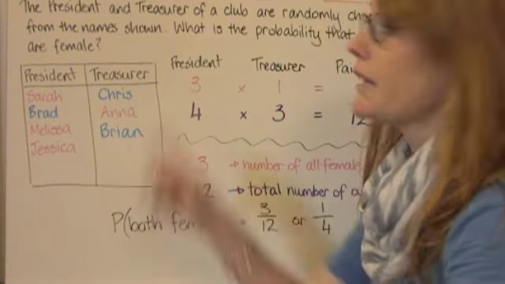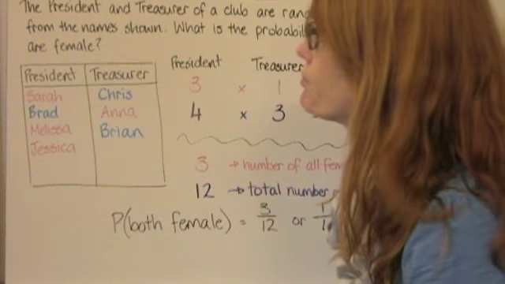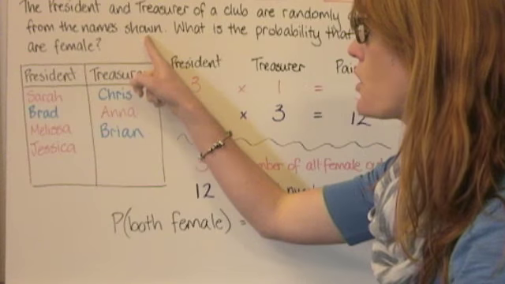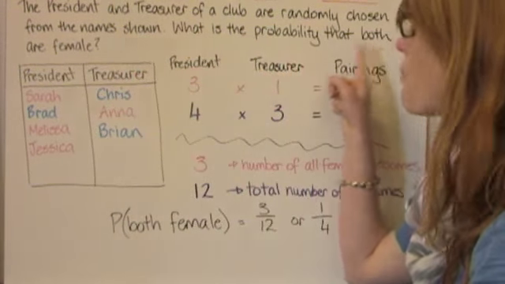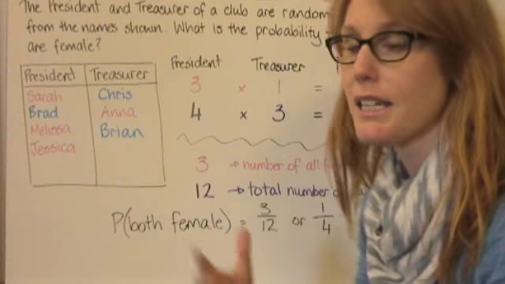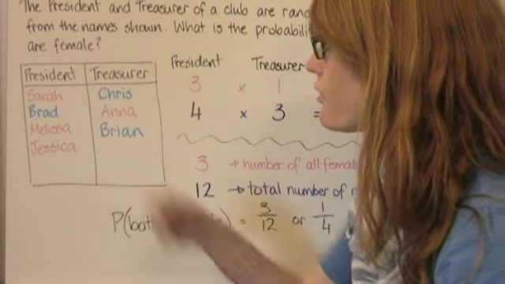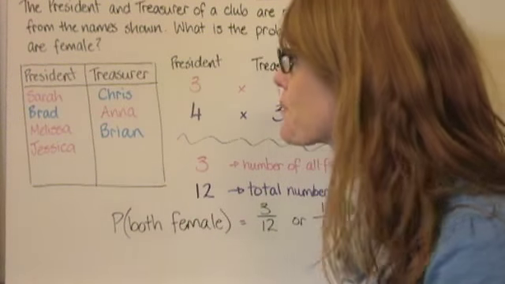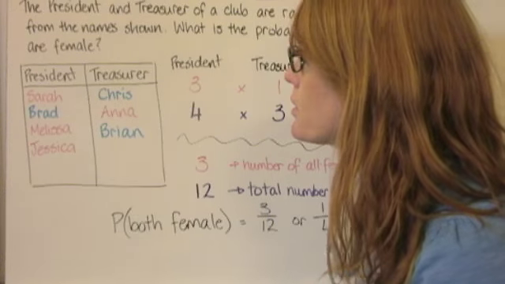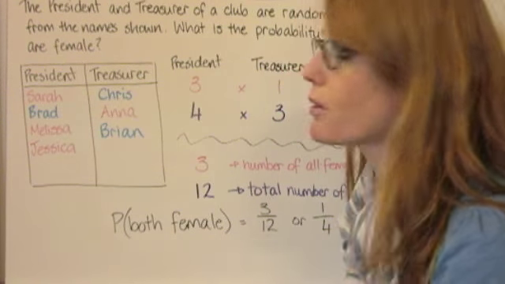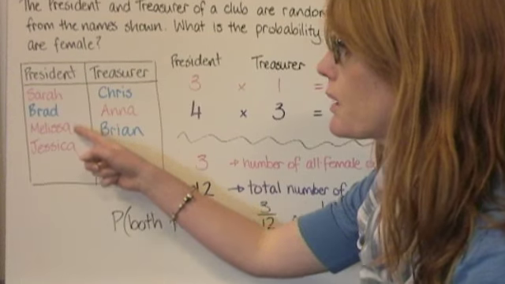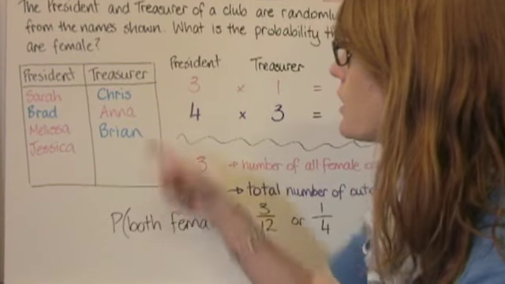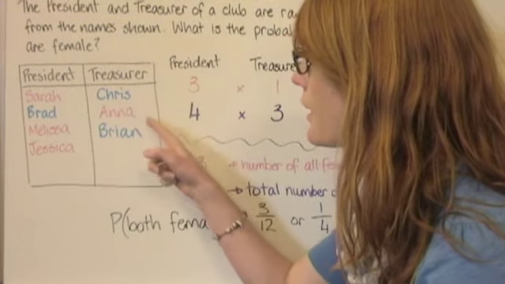Finding a probability using the counting principle. The president and treasurer of a club are randomly chosen from the names shown. What is the probability that both are female? And to make it easier for you, I've written the female names in pink and the male names in blue. So possible people to be chosen for president are Sarah, Brad, Melissa, and Jessica. 3 females, 1 male. Possible people in the treasurer list are Chris, Anna, and Brian.